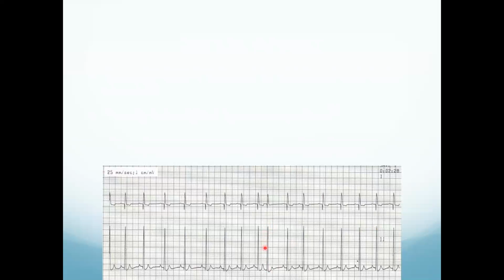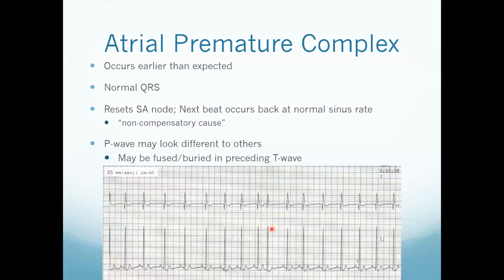So we have a very abrupt change here with a QRS complex that looks identical to the sinus ones. So this is an example of an atrial premature complex. And so how do we know this is atrial premature versus ventricular premature? Primarily, we're going to look at the QRS itself. Okay, and we see this QRS on the premature beat.